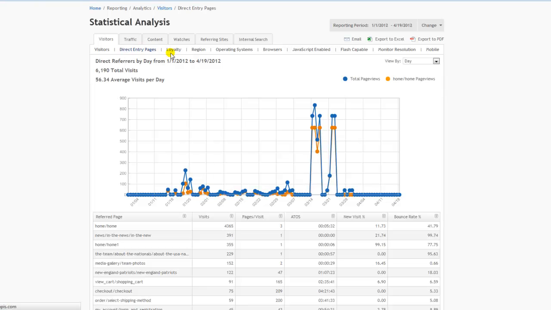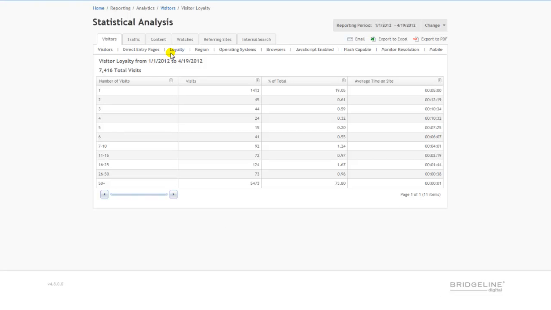Now let's go to the Loyalty tab. So the Loyalty tab is showing us people who have visited and how many times those visits have happened. So for example, the first row that we see is people who have visited one time, and we see the number of people who've come one time is 1,413 versus the people who've come to our website 7 to 10 times, and of course we know this due to IP addresses, cookies, etc.